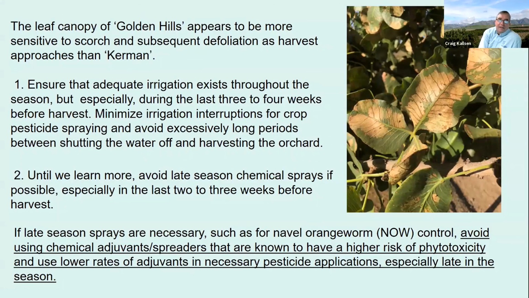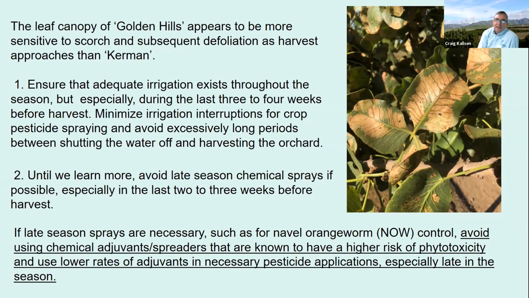Other thing we found out is the leaf canopy of Golden Hills appears to be more sensitive to scorch and subsequent defoliation as harvest approaches than Kerman. So this is scorch. And we've seen it's more prevalent in male trees, but it's more prevalent in Golden Hills than in Kerman, for example. So we want to ensure that adequate irrigation exists throughout the season, but especially during the last 3 to 4 weeks before harvest, which is important for nut split too.